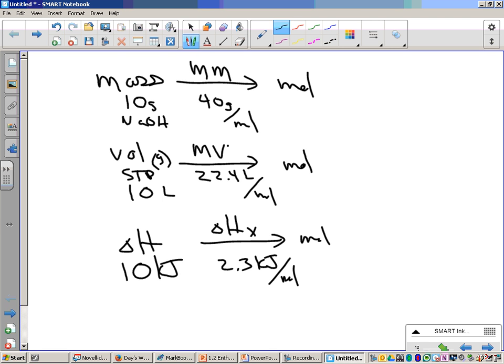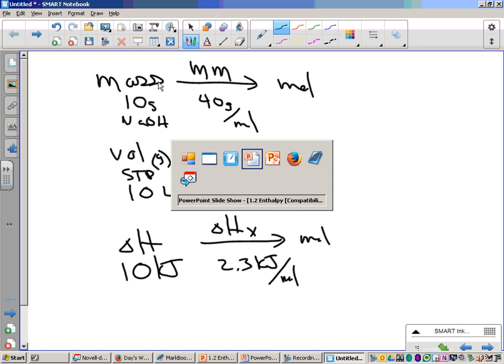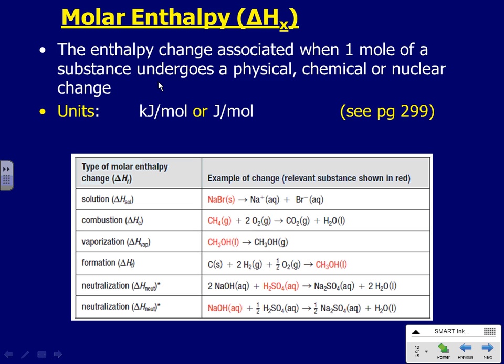So a molar enthalpy is like a molar mass, is like a molar volume, except it isn't just for a substance. Molar mass works for just sodium hydroxide, and molar volume works for a gas at STP. Molar enthalpies, you need to know the entire chemical reaction, because it's for an entire chemical reaction. But we can still use it in the same way. I'm going to come back to that in a moment.